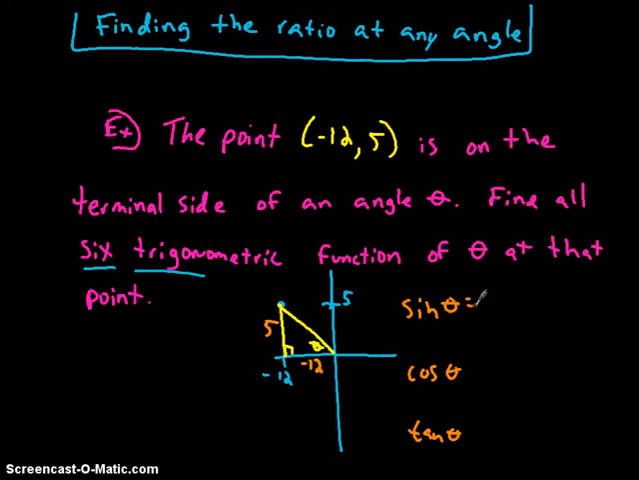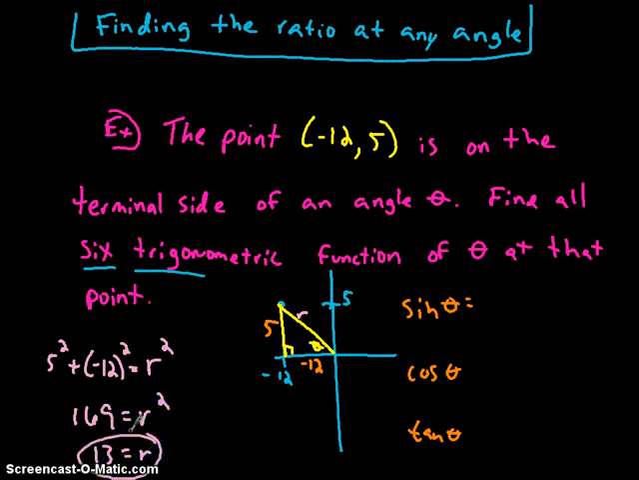Sine of theta, as we know, is going to be opposite over hypotenuse. And you don't know the hypotenuse, so you really need to take a minute to actually find it using the Pythagorean theorem. You should have set up 5 squared plus negative 12 squared equals r squared, where r is your hypotenuse. So you have 169 is equal to r squared, so 13 is equal to r. You can say plus or minus, but again, the hypotenuse is always positive anyway. So it's 13. So the value of sine at this angle would be 5 over 13.